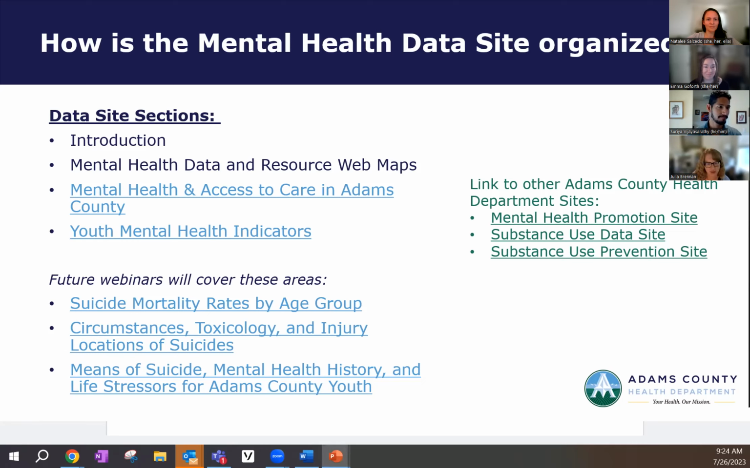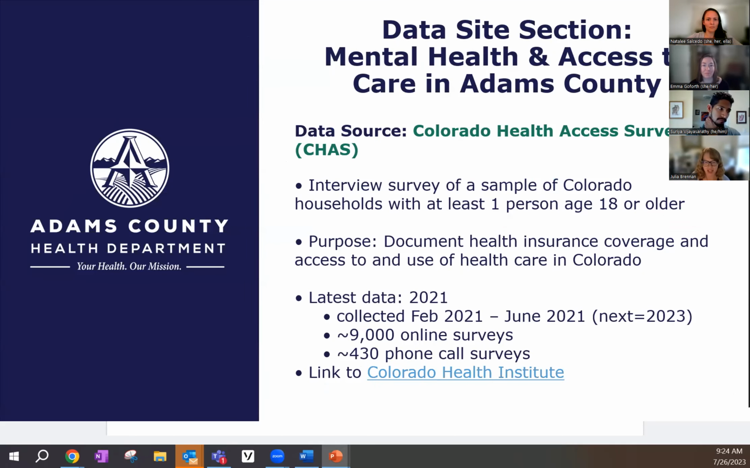The first section we'll go over is the mental health and access to care in Adams County. This section displays data from the Colorado Health Access Survey, or CHAS, as sometimes it's referred to. The purpose of the Colorado Health Access Survey is to interview people about their health insurance coverage in Colorado, and this includes access to care and use of care. Some of the measures included are specifically about mental health. So you can get information on access to healthcare overall, and specifically mental health care.